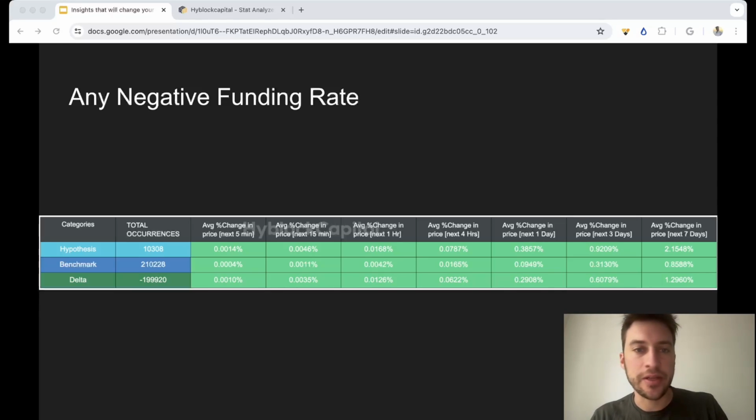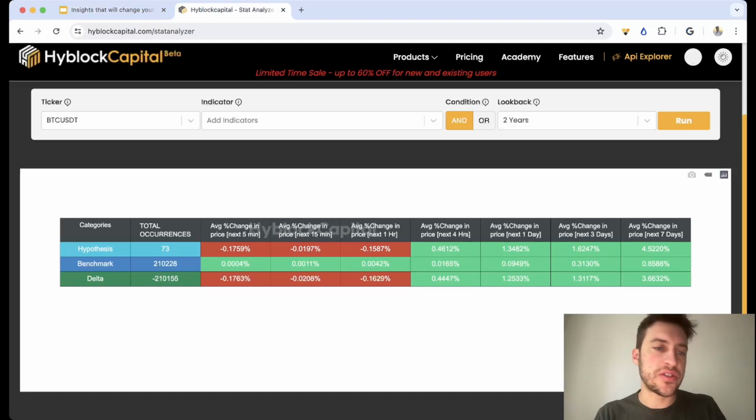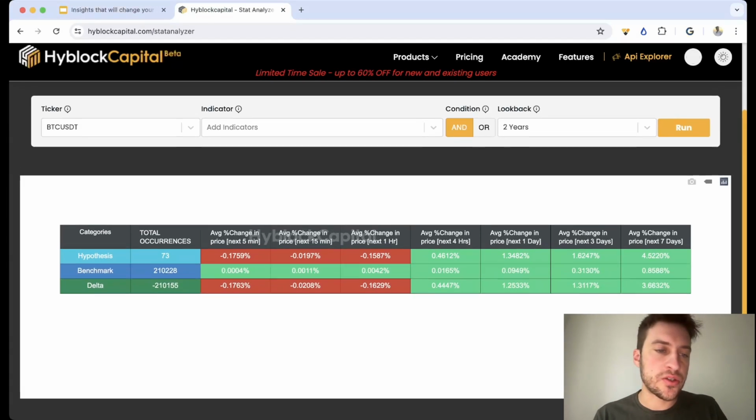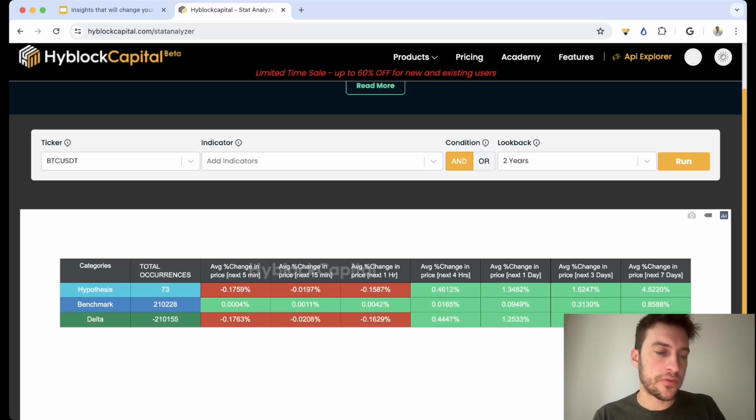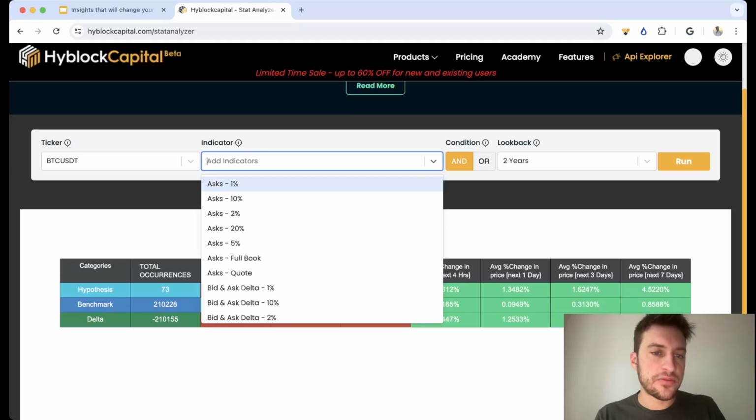Okay, let's dive in. First one. This is one of the weaker correlations, but I want to have a conversation about it. And I also want to have a conversation about what this stat analyzer is right here, okay? So what this is showing us is three different things right here of categories, okay? Hypothesis is just the exact data from whatever I click.